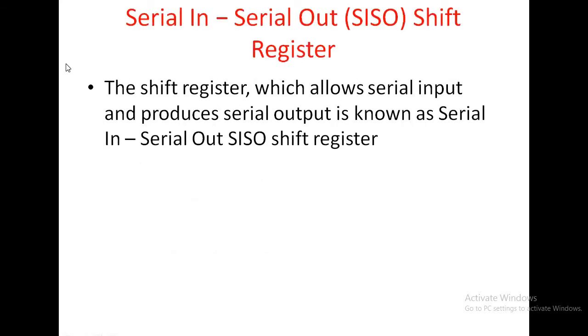So first we will discuss the serial in, serial out shift register, or SISO shift register. From the name we can know that serial in means the inputs are always given in serial fashion. Serial out means the outputs are also in serial mode. So the shift register which allows serial input and produces serial output, where the input is in the form of serial input and the output is also in the form of serial output, is called a serial in, serial out shift register.